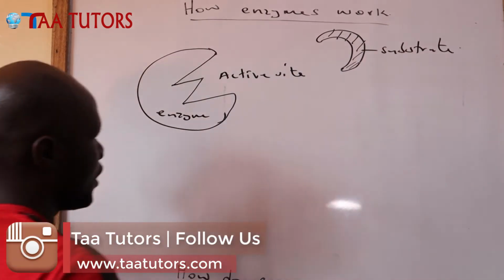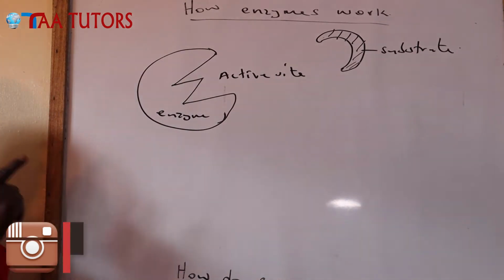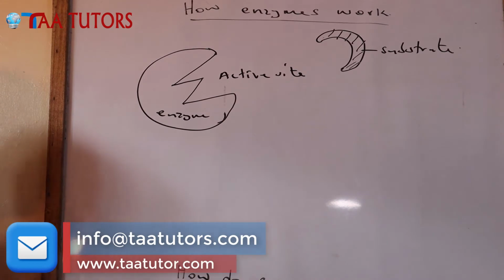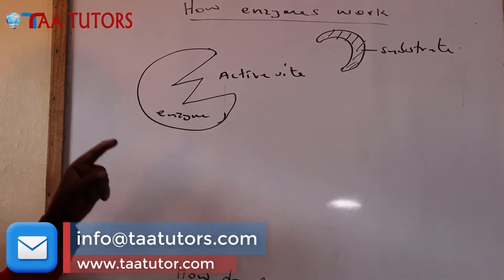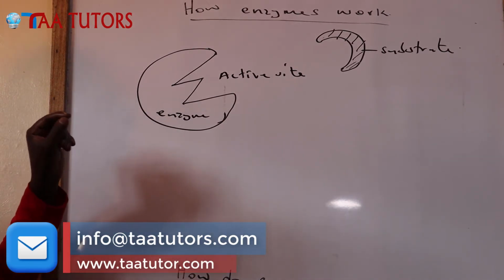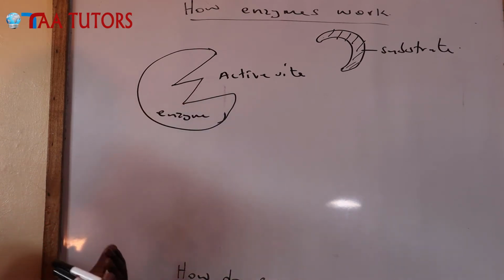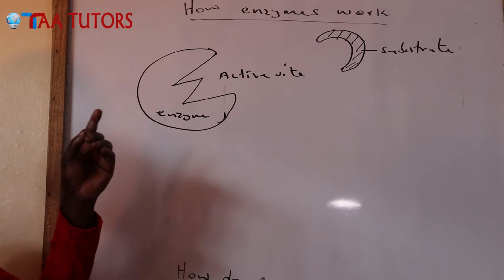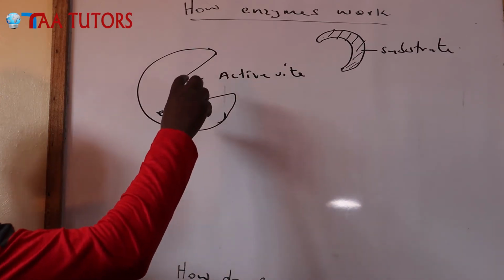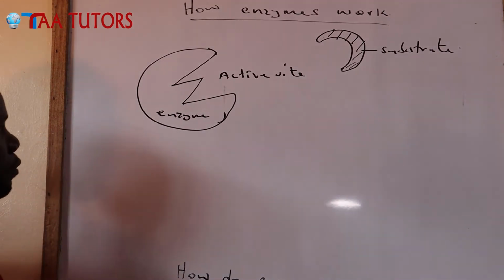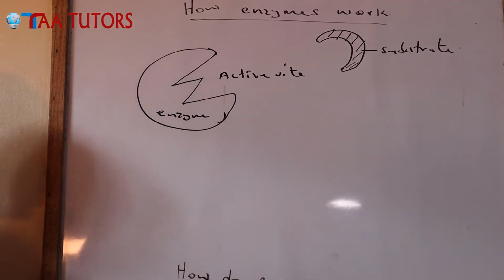Now, if you are keen enough, you will notice that the substrate still can get into that particular active site. It can get in. But when it gets in there, it will force this enzyme to adjust. It is flexible, so it can adjust to accommodate that, because that thing can fit. So if it can get in, it is the adjustment of the enzyme that will help to make sure that it works on this.